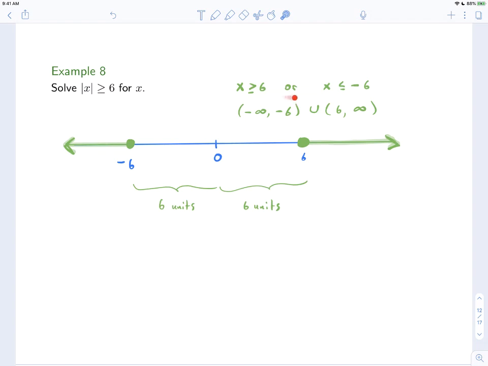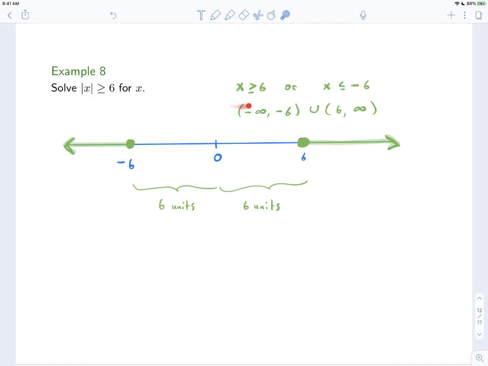Now it's important to understand that this is an or and not an and. Why is that? Because it's both of the intervals. We're looking at this interval and we're also looking at this interval. The reason it's or is that we're looking for x's that satisfy this inequality. So we're looking for any x such that the absolute value of x is greater than or equal to 6. That is, any x such that the distance away from 0 is greater than or equal to 6 units. So x can be in this interval, or it can be in this interval.